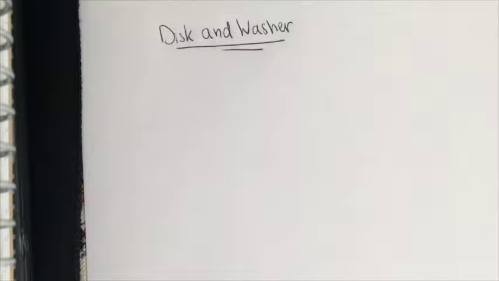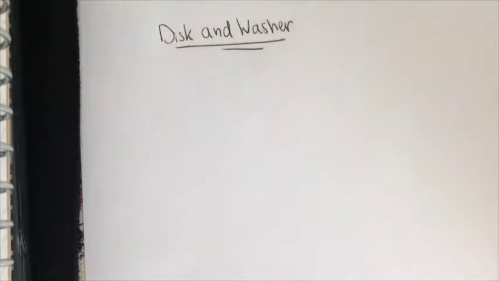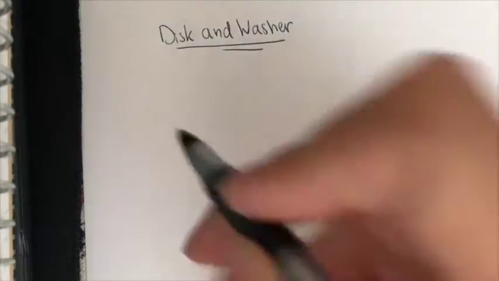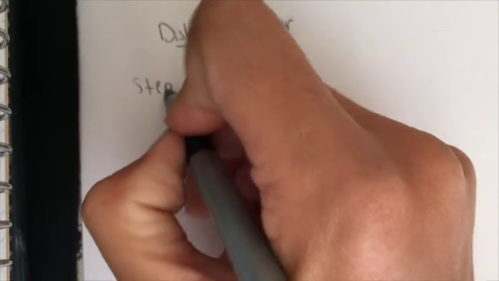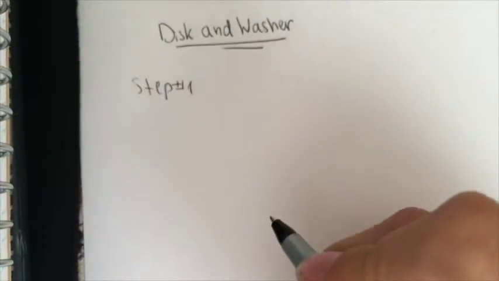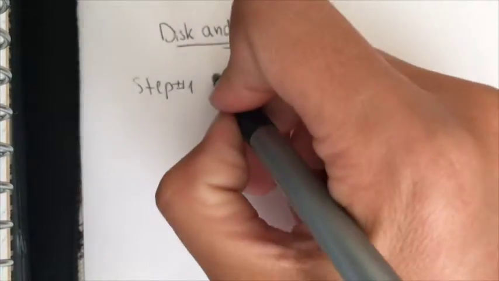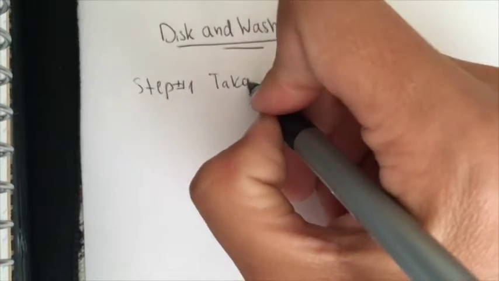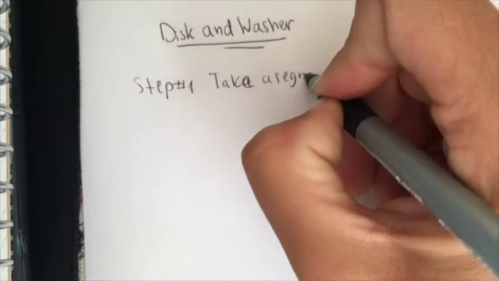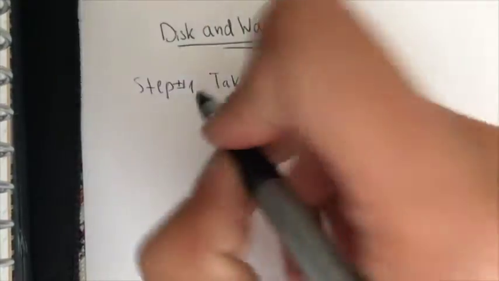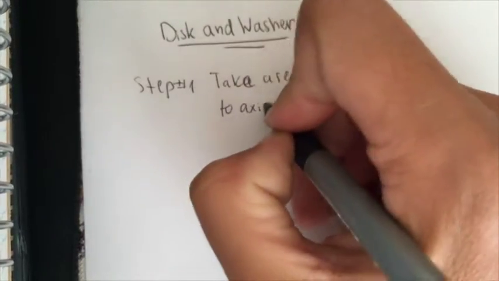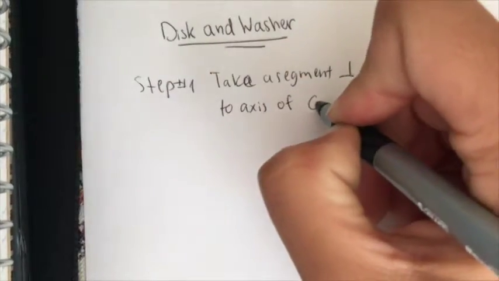How to find the volume using disk and washer method. So in order to find the volume by using disk and washer, we need to use a few simple steps. Step number 1. Take a segment perpendicular to axis of rotation.